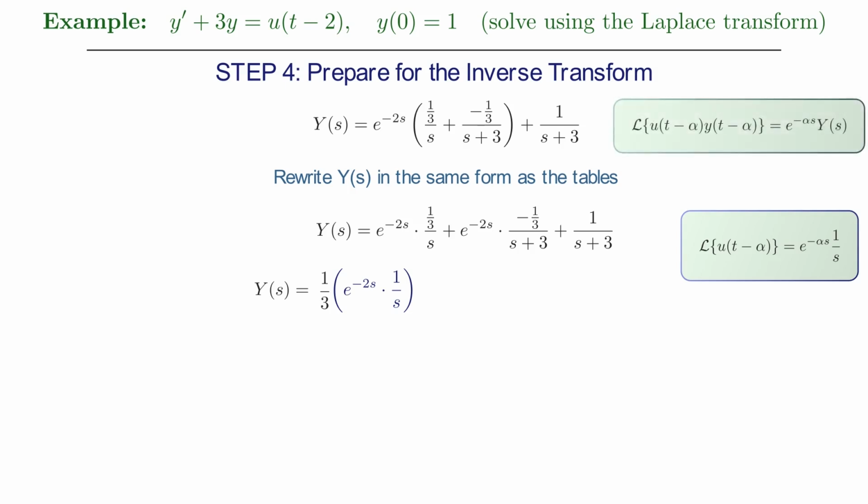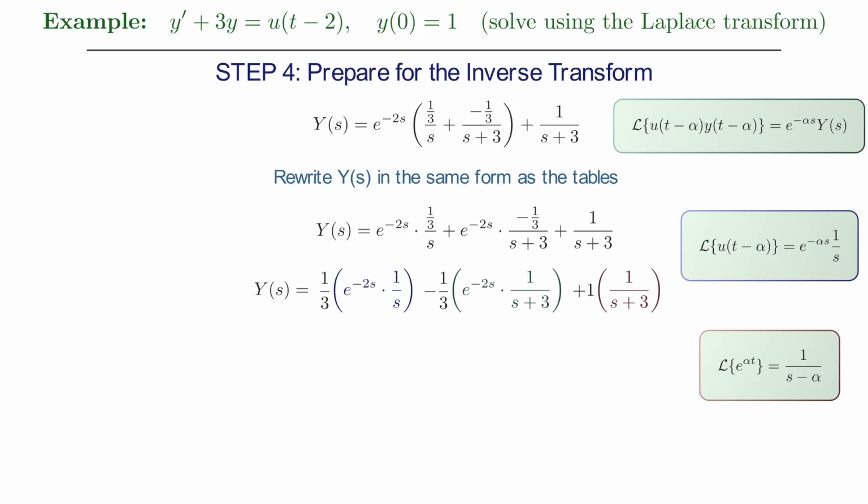So that second term, I want to get a 1 over the s plus 3, so it's comparable with the table. So bringing the minus third out to the front, this becomes minus a third e to the minus 2s times 1 over s plus 3. And again, the 1 over s plus 3 would be 1 times 1 over s plus 3. So now what I have in the brackets is directly comparable with what we have in the table.